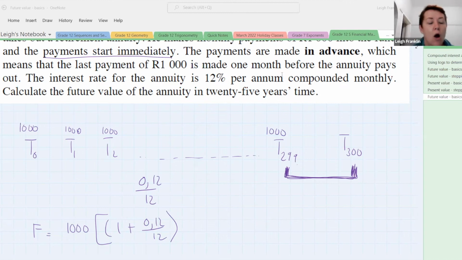When we first read this, we see that the payment starts immediately. But when we continue reading, we see that the last payment of 1,000 Rand is made 1 month before the annuity pays out.